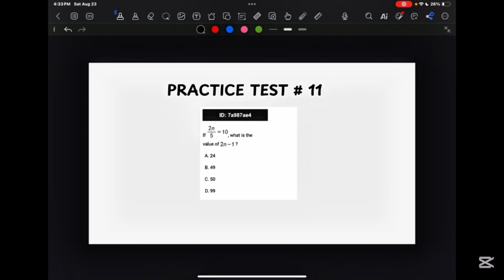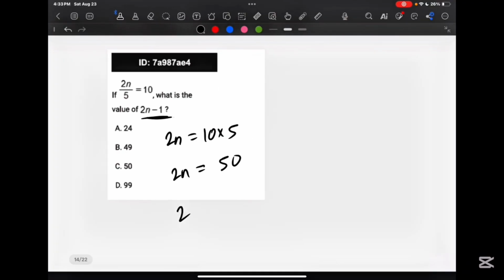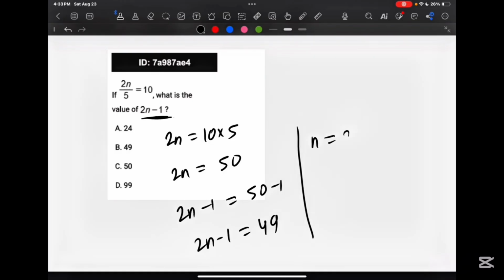If 2n by 5 equals 10, what is the value of 2n minus 1? So we're asked to find the value of 2n minus 1. So first, 2n equals 10 times 5. And notice that for 2n minus 1, we can directly just add minus 1 to both sides of this equation. And we can directly get the value 49. Or if you want, you can find the value of n and then plug in the value of n in this equation. And then you're also going to get 49.